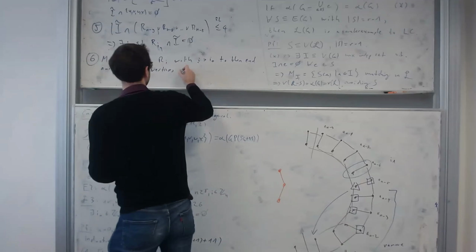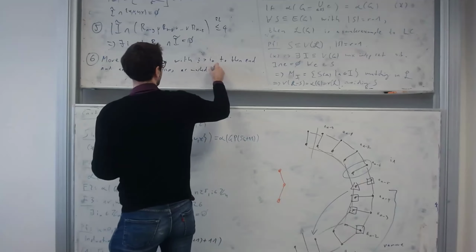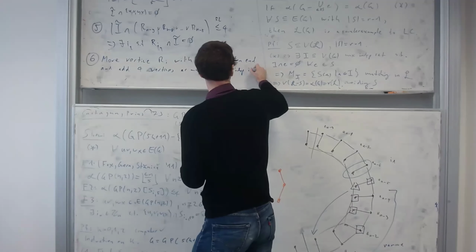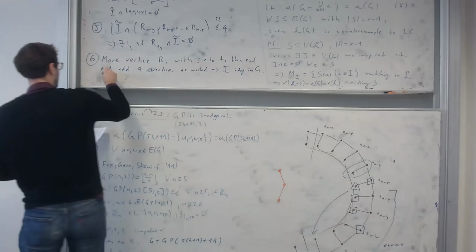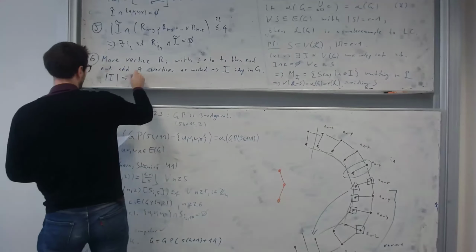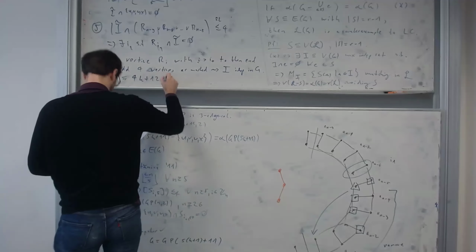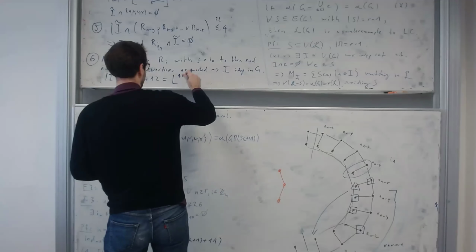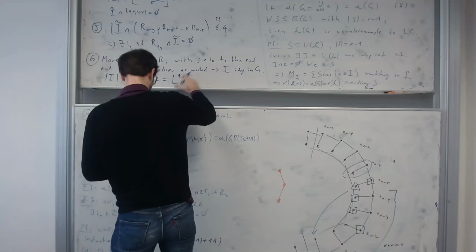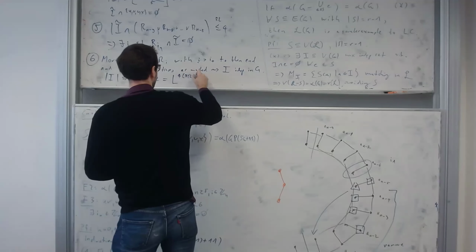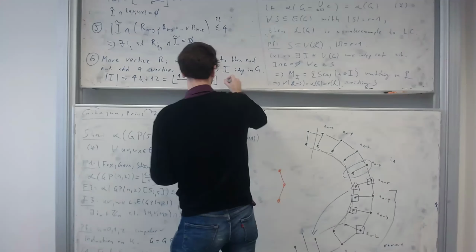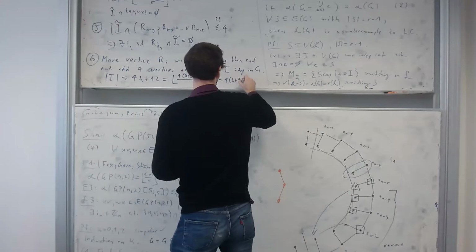As marked, and then we get the set I, independent in G, and the size of I is now what? The size of I is 4k plus 12, and that is the same as 4 times k plus 1 plus 8.